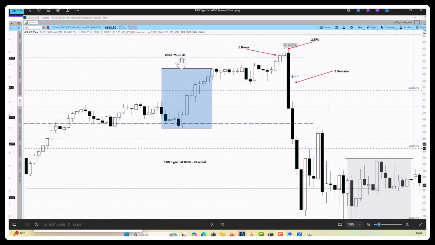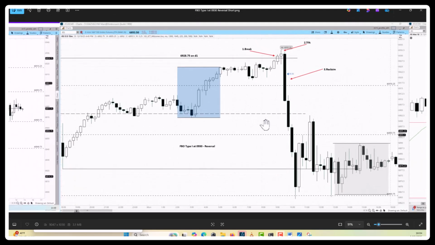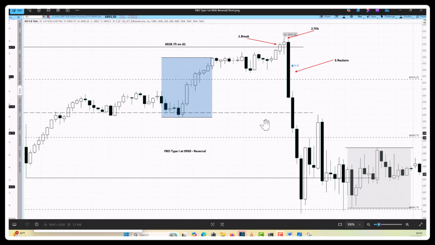Annotation right here, D1 means daily. So it's a breakout right there. It's a reversal. It breaks, tests from above, boom. You see a huge move right there. And this happened on December 19 right there, which is last year.